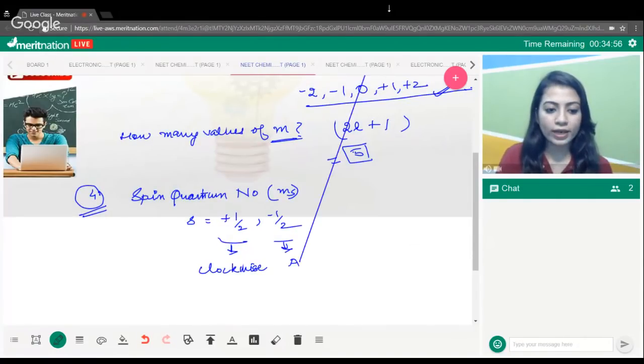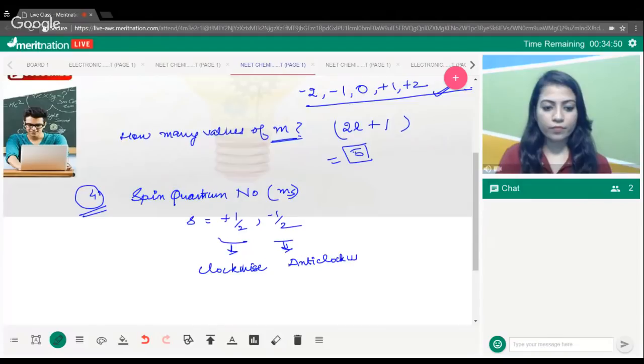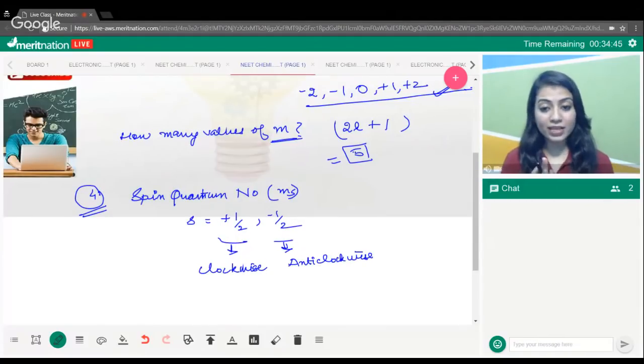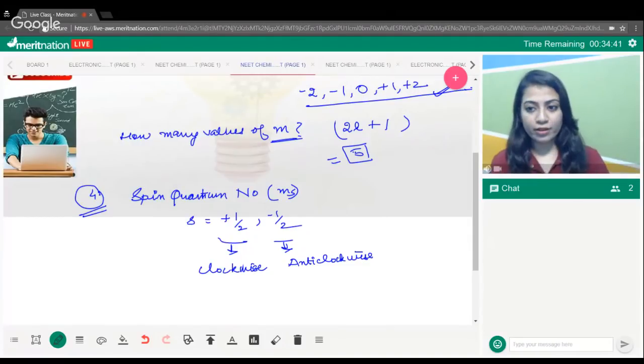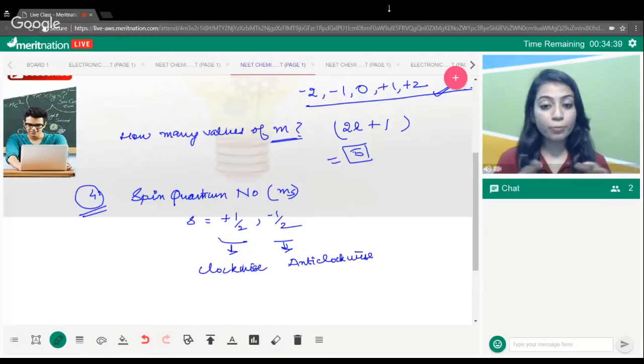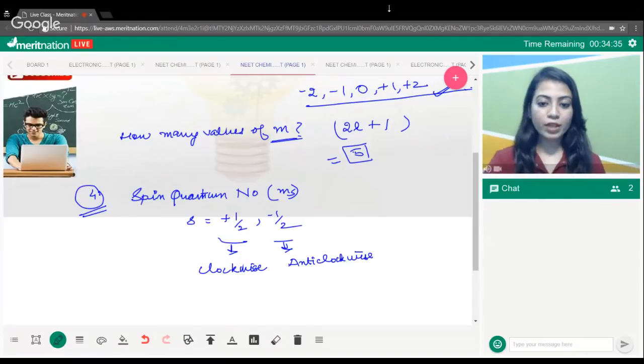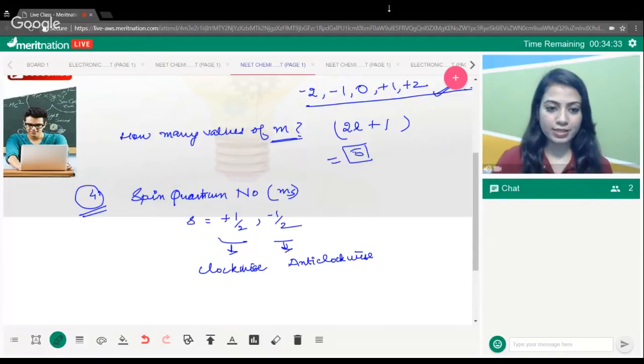This is anti-clockwise. So this is spin quantum number, magnetic quantum number, principal quantum number, and azimuthal. I hope it's clear to all of you, the brief about this quantum number topic. Right, now let's move on to the questions, how the questions are asked on this topic.